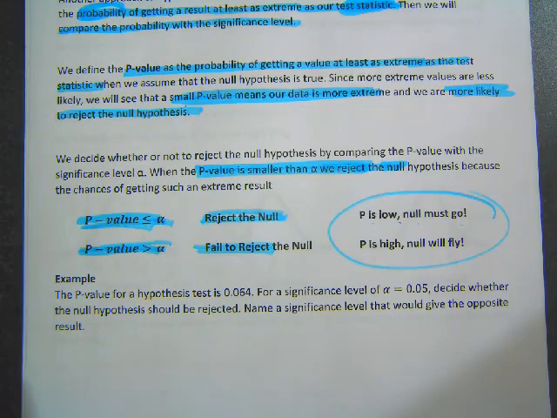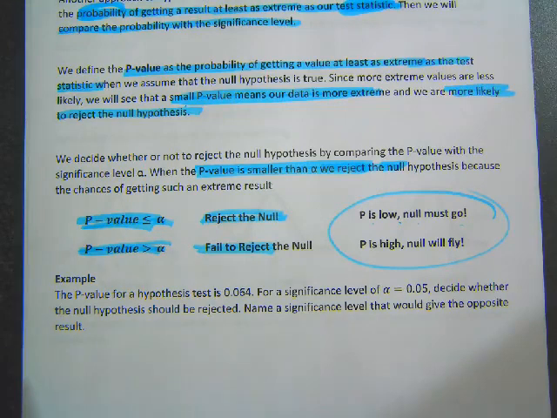So that's the way to remember. I thought it was cheesy and cute, but hopefully it actually helps you think about it. Remember that the p is low, the null must go. We reject the null. We don't want it. If p is high, if the p-value is too high, the null will fly. We can't reject it. We failed.